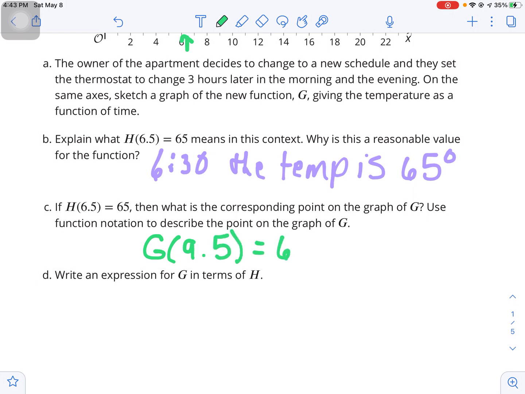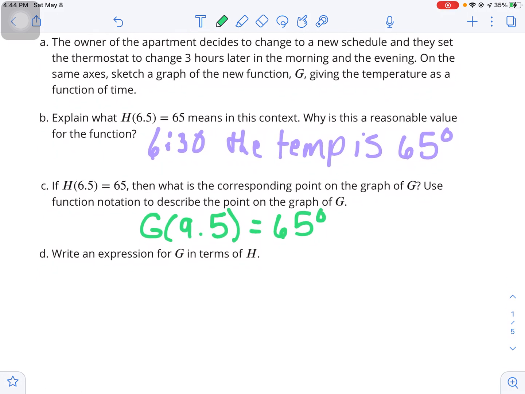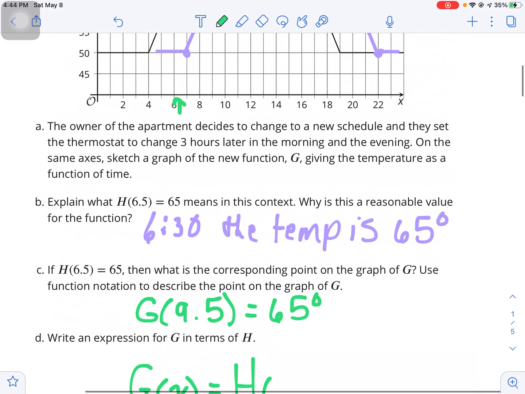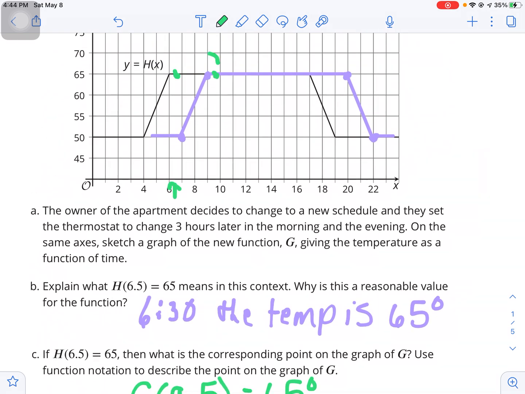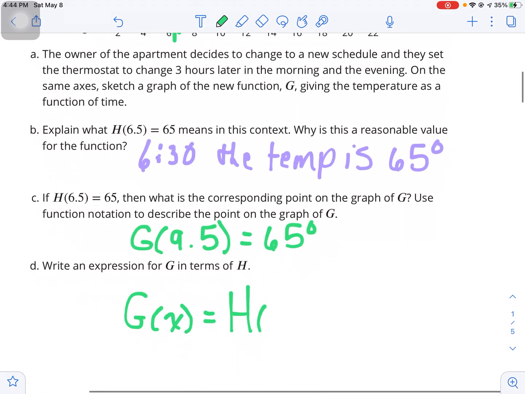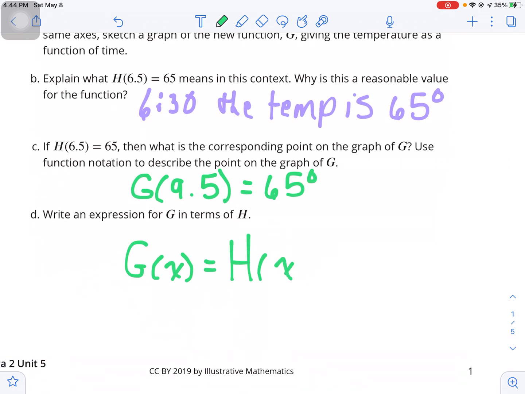is equal to 65. So write an expression for g in terms of h. Well, g of x is equal to h of x subtract 3, because it's at 65 3 hours earlier. So this would be h of x minus 3. So 3 hours earlier than x here, h of x is at that same temperature.